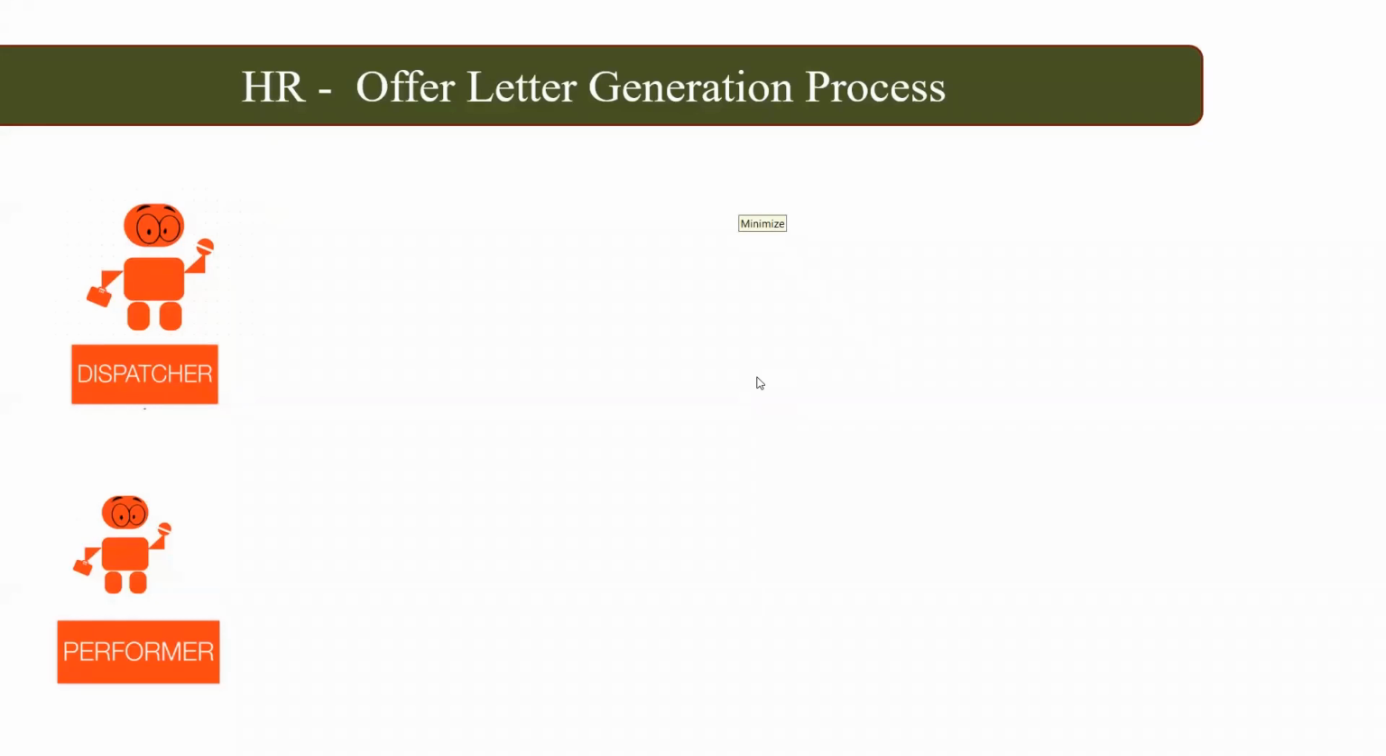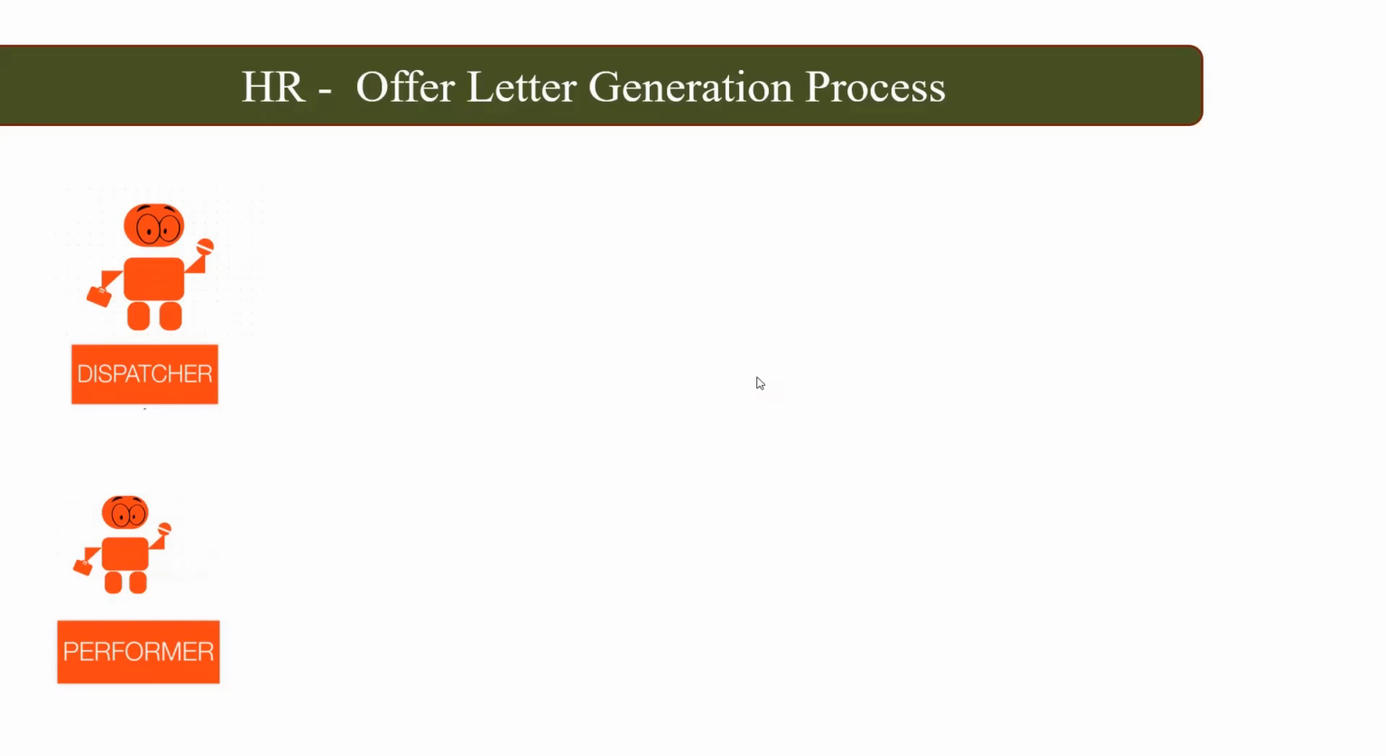Now the process of generating the offer letter is exactly the same. That means we have to divide this robot into two parts. First would be the dispatcher and the other would be the performer. Why am I dividing it into two parts? The purpose is that tomorrow if the number of candidates increases from 100 to 4,000, and if I have created a single robot, what would happen? The single robot will take a lot of time to process this. But if I split the robot, I can run this process in multiple bots.